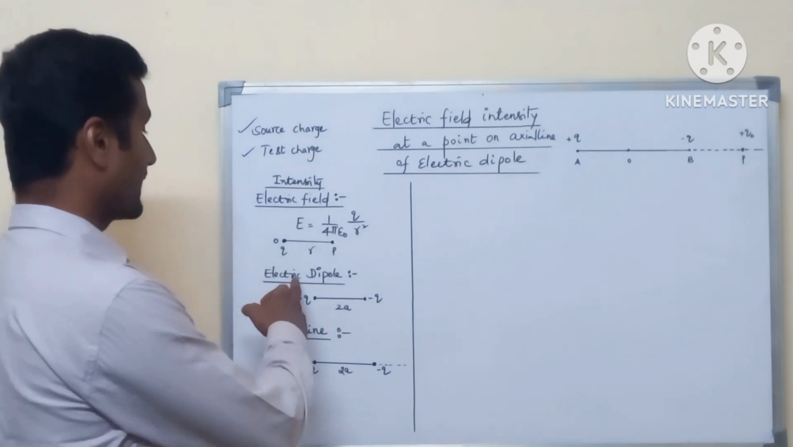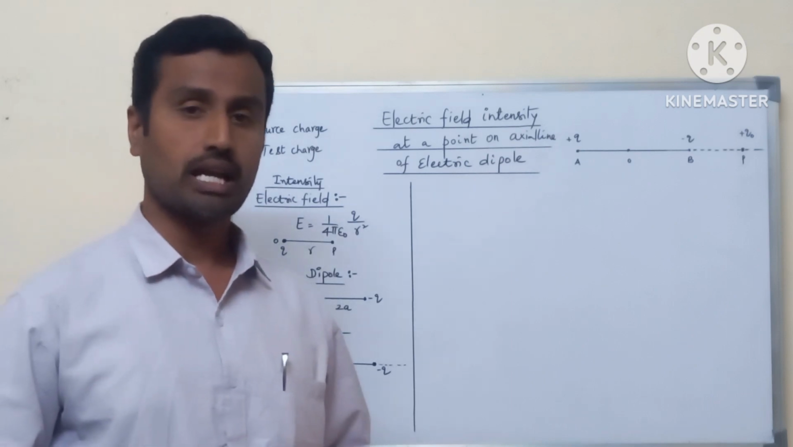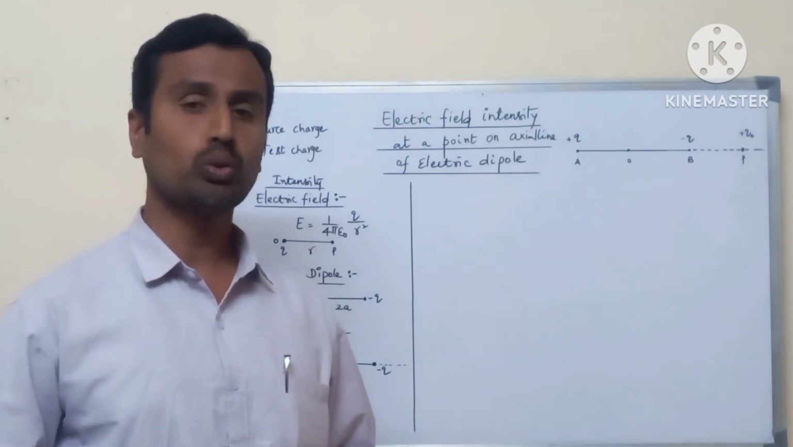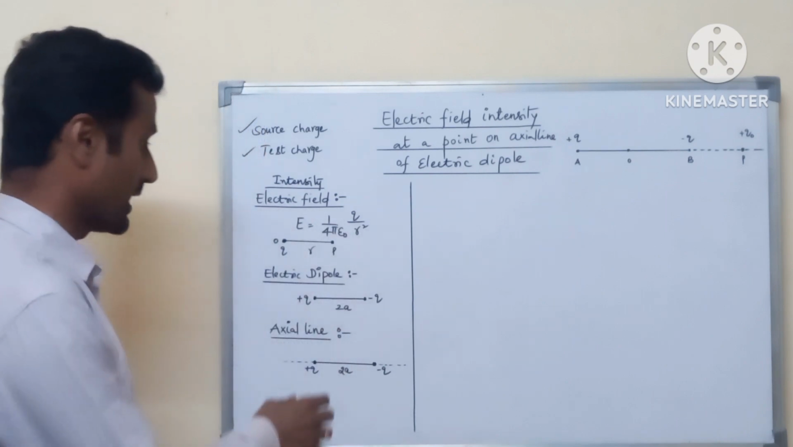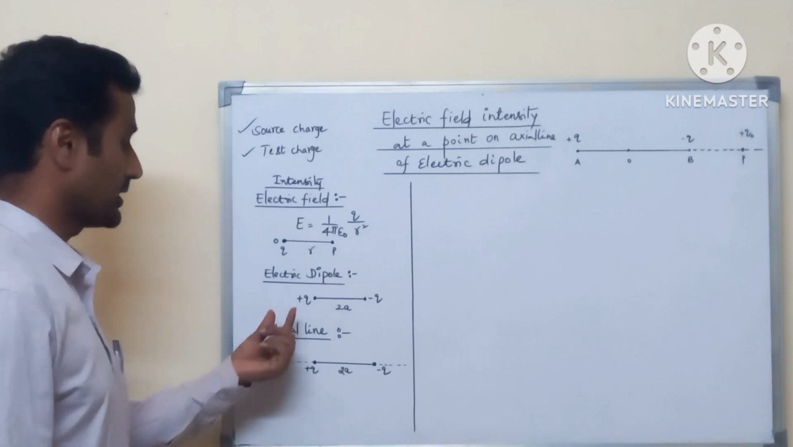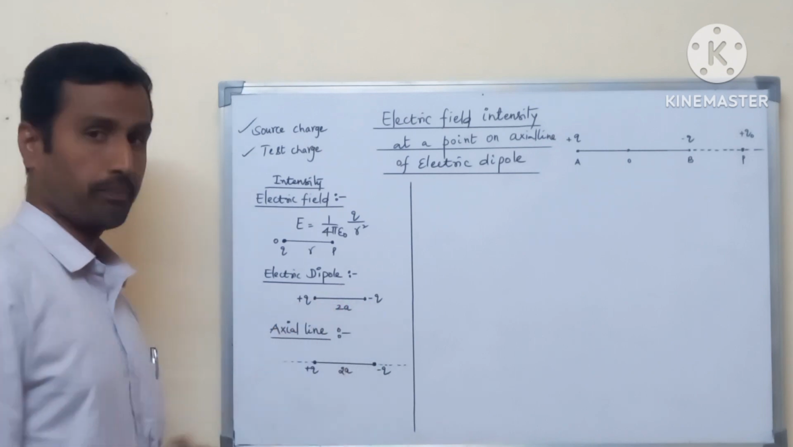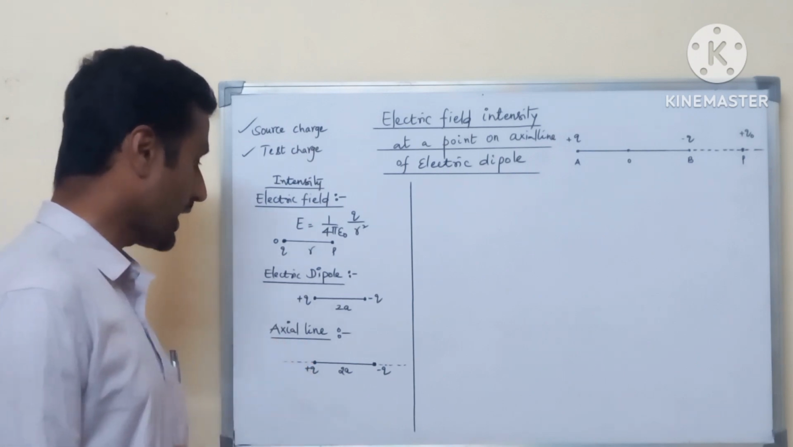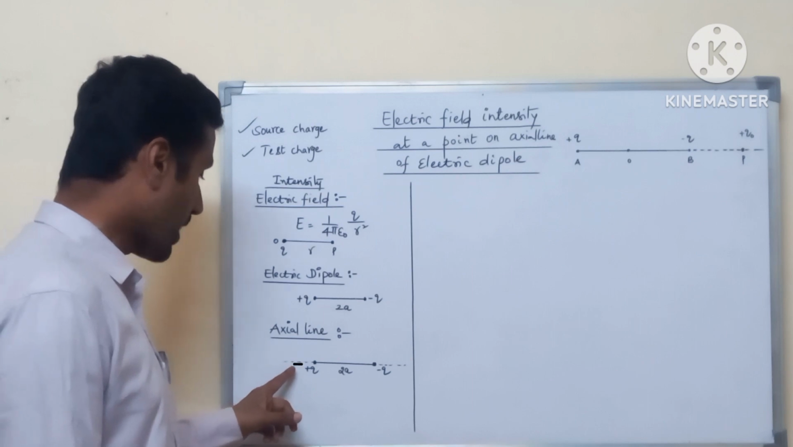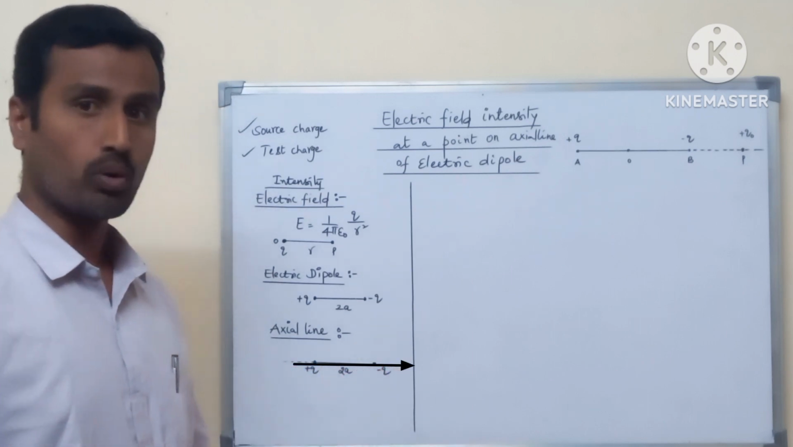Next one is electric dipole. Electric dipole is a system in which two equal and opposite charges are separated by a distance. Here the distance between the two charges is 2a. Next one is axial line. Axial line is a line which passes through the two charges in an electric dipole.